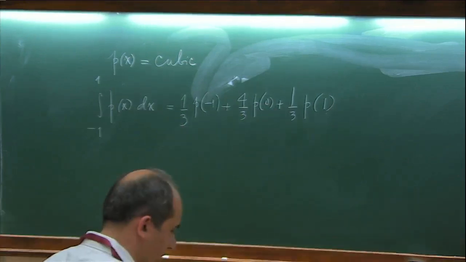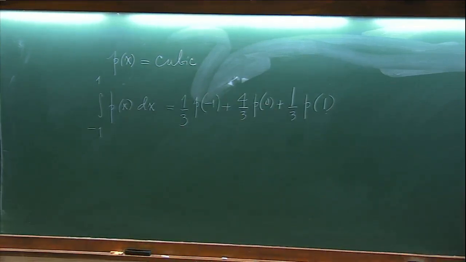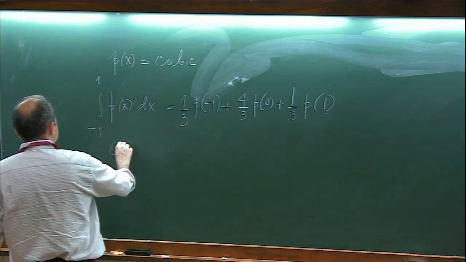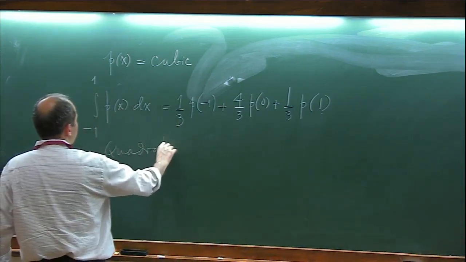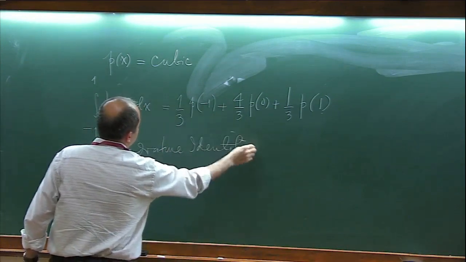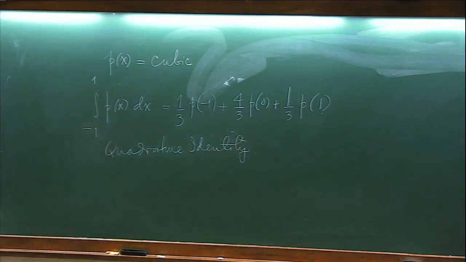So the crux of this statement is that if you want to find the area under the curve of a cubic, it's enough to know the values at three points. And of course, you will notice that the coefficients, 1/3 and 4/3, are uniform. They don't depend on the polynomial. So this is an example of a quadrature identity, an exact quadrature identity. And formulae of this sort have been known for a very, very long time.